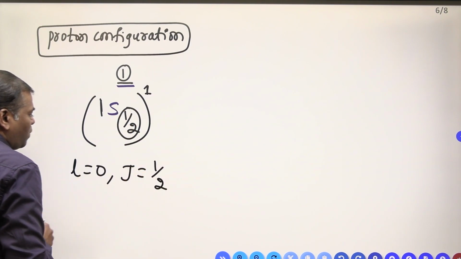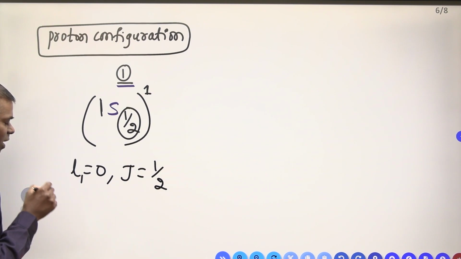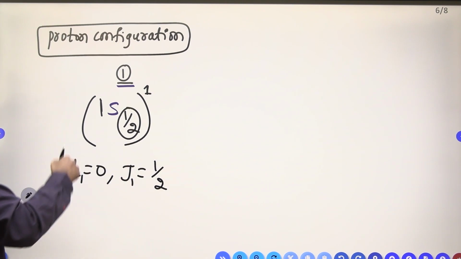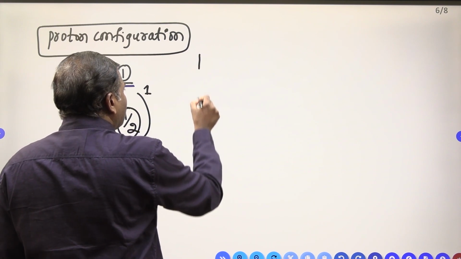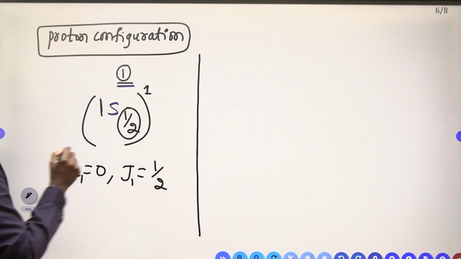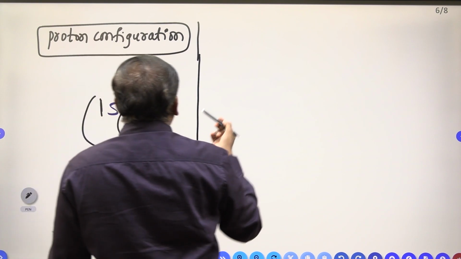J is equal to 1 by 2. This one, L1, we have to write. This one, J1, for proton we have to take. Next, which one are we writing? Proton configuration we are writing. Next you have to see.